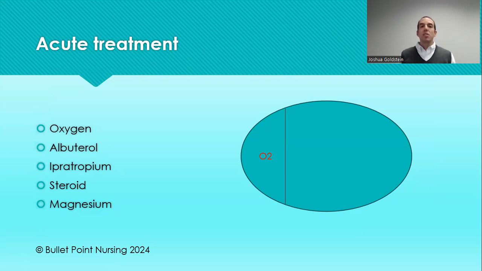So now let's talk about the actual pharmacological treatment of a patient with acute asthma exacerbation. So first we're going to talk acute asthma exacerbation, and then in the next part, we'll get into chronic asthma management. So first and foremost, we're going to give these patients oxygen. If a patient's struggling to breathe, we want to give them oxygen.